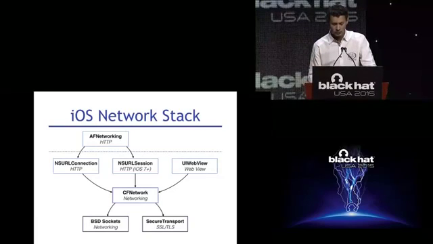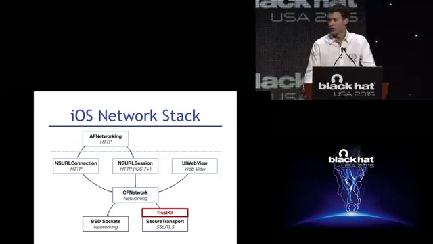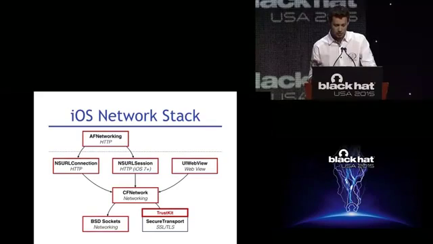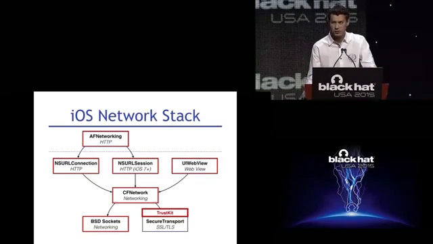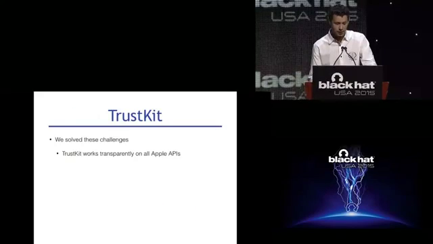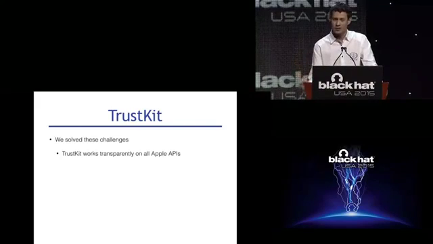Secure transport, which is the one on the bottom right, is Apple's SSL stack, Apple's SSL implementation. So all the APIs you can use, they all use secure transport for SSL. So what we've done is we've extended secure transport with our library called TrustKit. And so we've added that SSL pinning functionality to secure transport. And once you do that, basically all the APIs can take advantage of that. All the connections are protected, and you'll see that in the demo. So basically it works on all the Apple APIs kind of transparently. You don't have to do anything. You don't have to find all the instances of NSURLConnection.